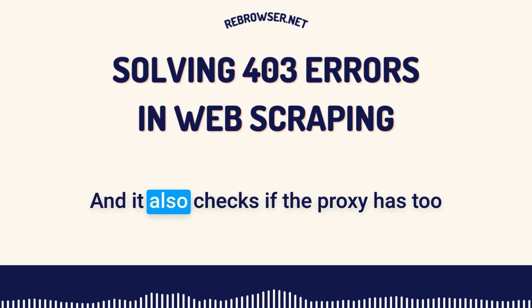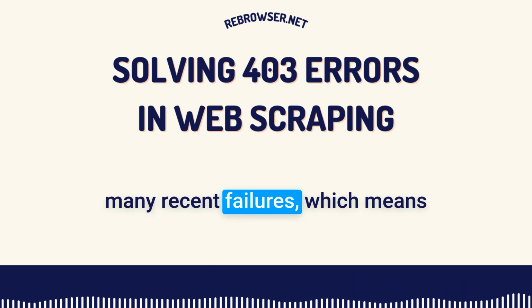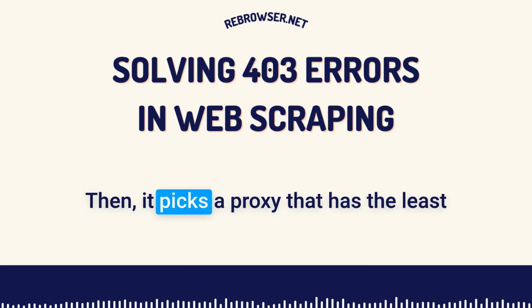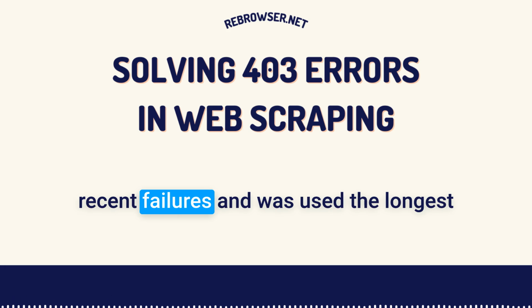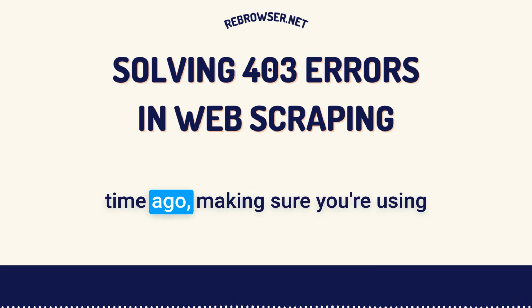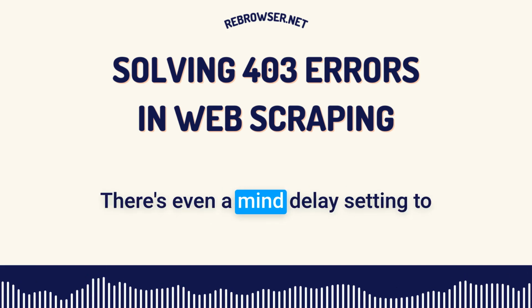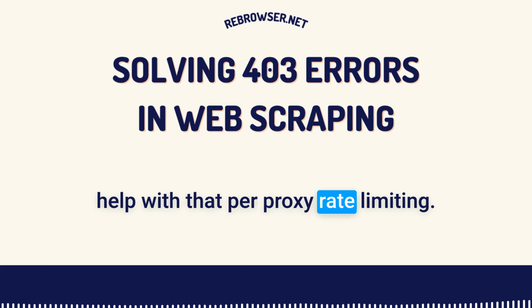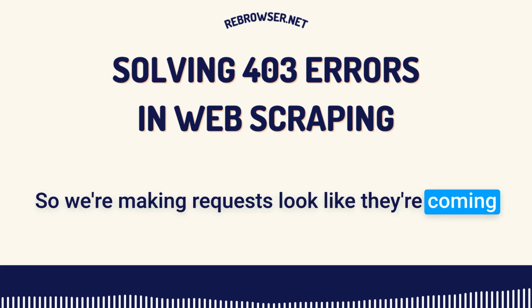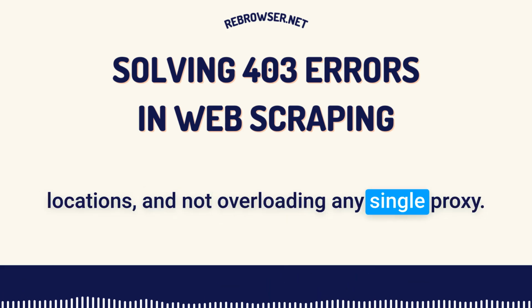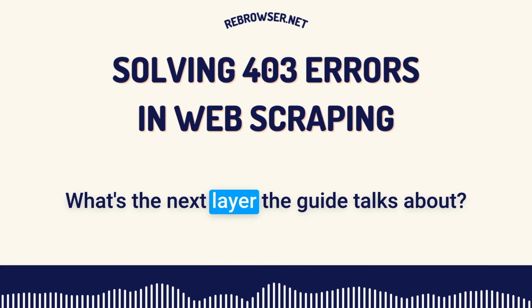Right. And it also checks if the proxy has too many recent failures, which means it might be blocked or unreliable. Then it picks a proxy that has the least recent failures and was used the longest time ago, making sure you're using all your proxies evenly and carefully. There's even a min delay setting to help with that per proxy rate limiting. So we're making requests look like they're coming from different legitimate browsers in different locations and not overloading any single proxy. What's the next layer the guide talks about?